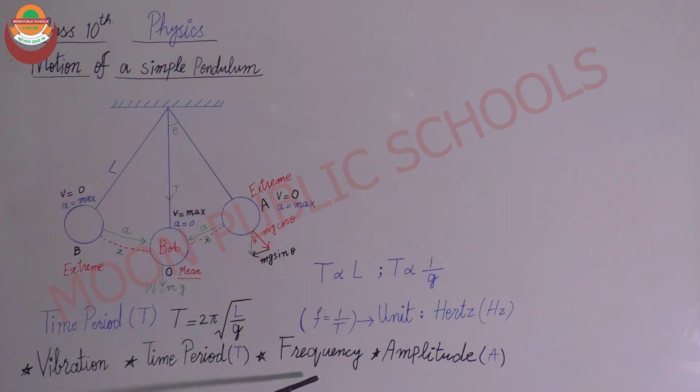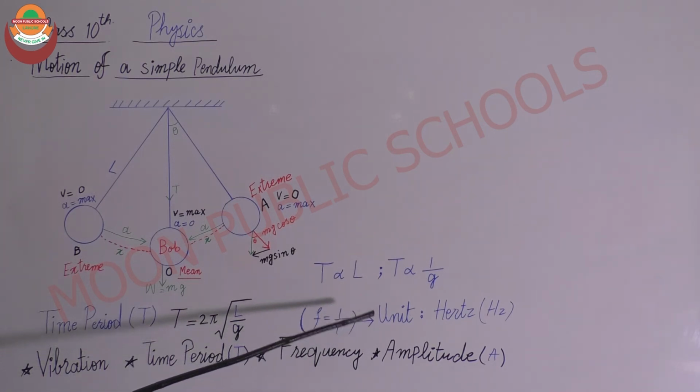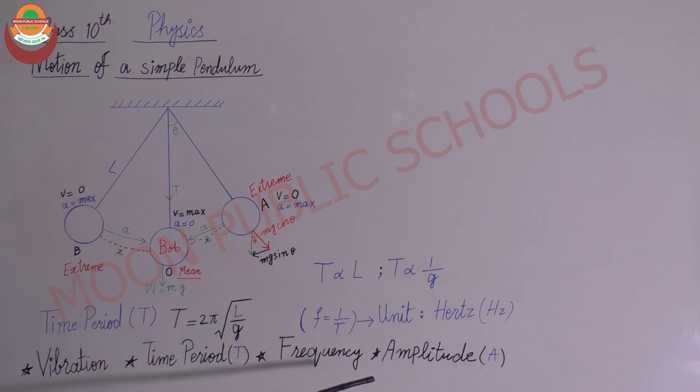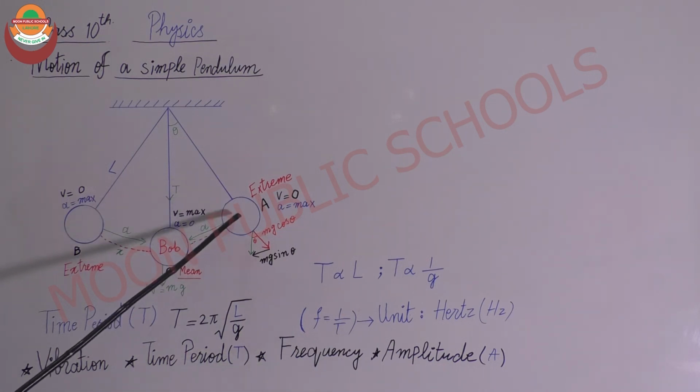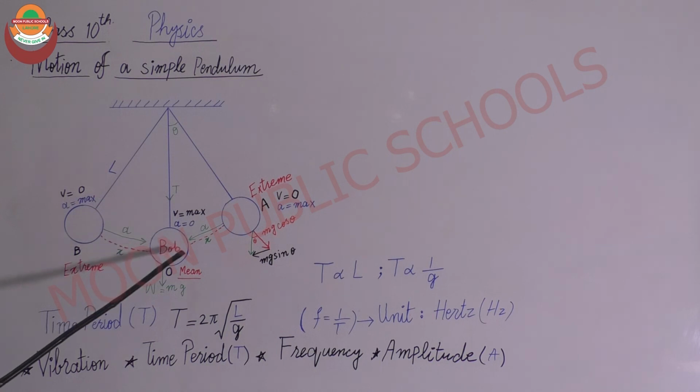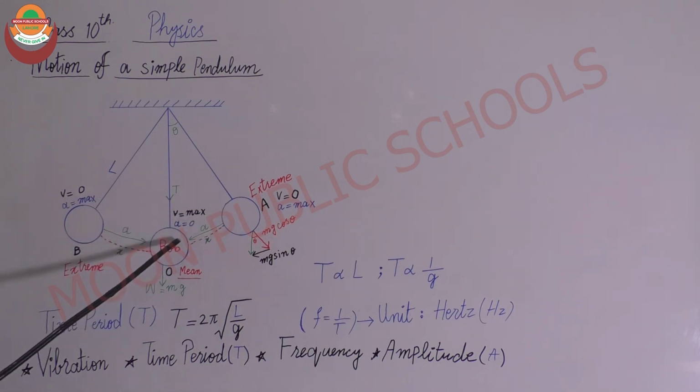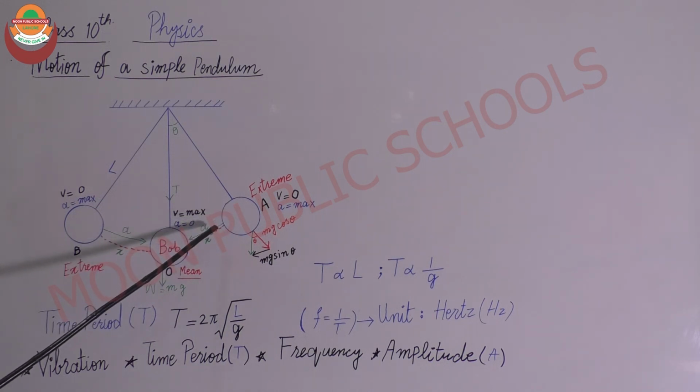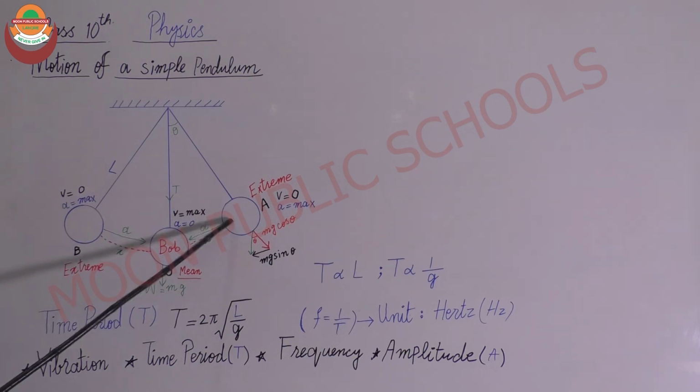What is frequency? The number of vibrations per cycle in 1 second is called frequency, and the unit of frequency is hertz. Hertz is the name of a scientist, so the unit is also based on the scientist's name, and the symbol of hertz is Hz. Now the last term is amplitude. The maximum distance of the pendulum from the mean position is called the amplitude of a pendulum.